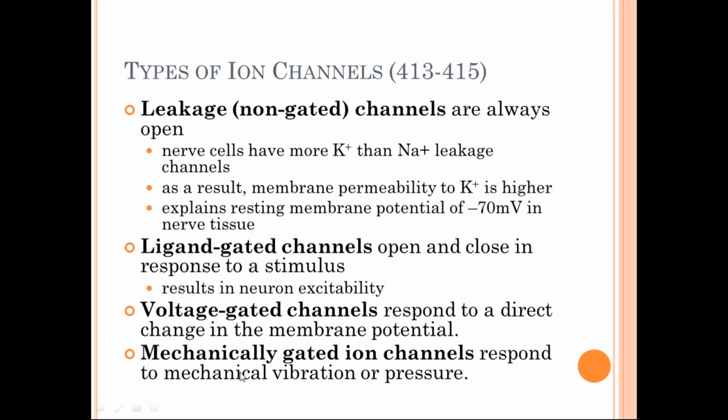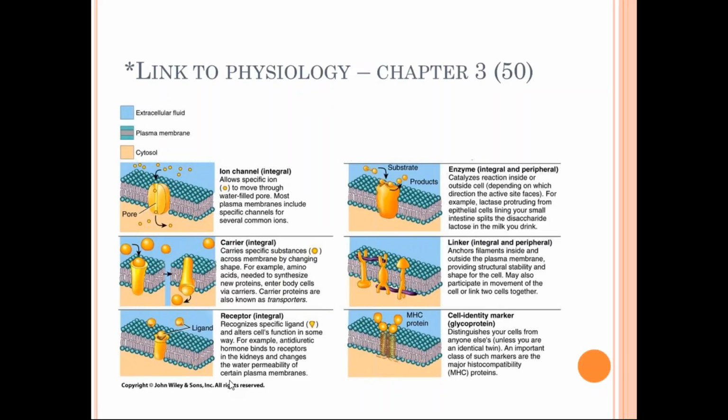Then we have ones that are mechanically gated. These are your mechanoreceptors, and you have learned about those: your Pacinian corpuscles, your Meissner corpuscles, and your type 1 and 2 mechanoreceptors. All of those are mechanically gated. They respond to a vibration, a pressure, a touch. In other words, they're forced open. So those are the different ion channels.